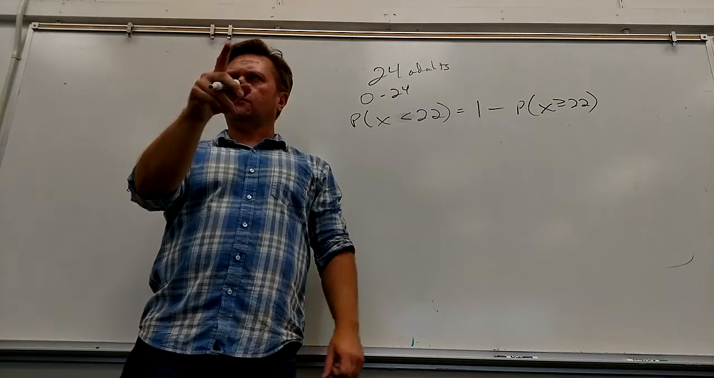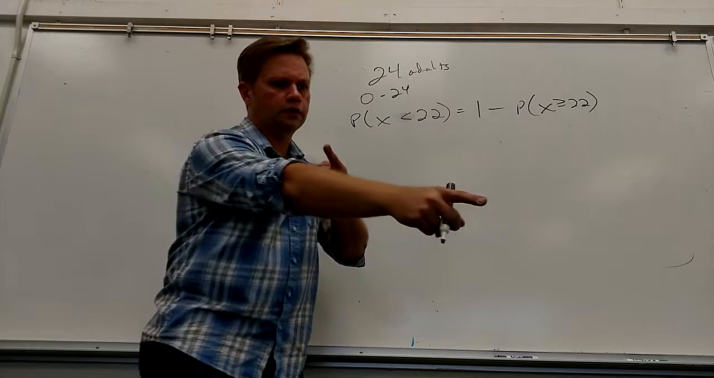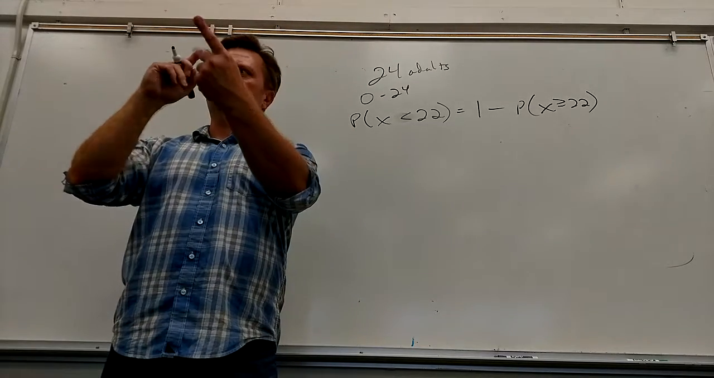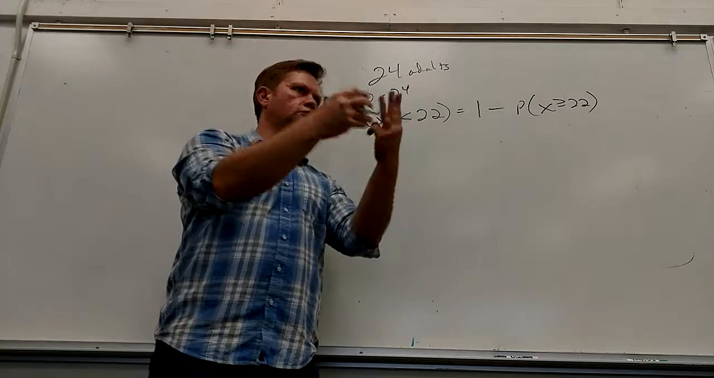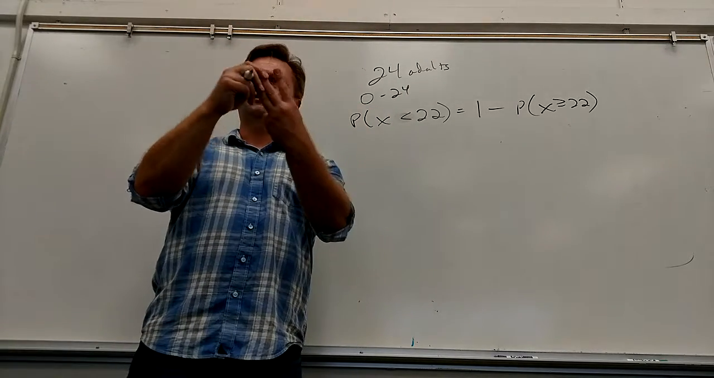And what do I have to calculate for greater than or equal to 22? 22, which you already did in part A. 23, 24. So I just have 2 calculations versus 22 calculations, right? So I think I'd go that way.